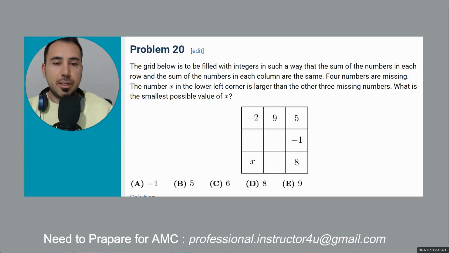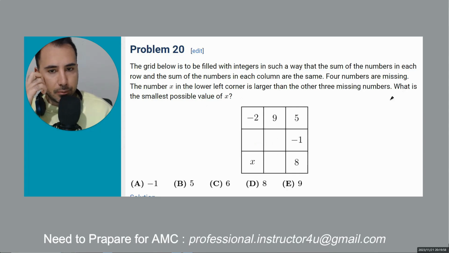Well, for problem 20, the technique you use and the approach you go with will determine how difficult this question is. If you just go on and write some variables here, it's going to make it really, really difficult. But you don't have to. Let me read the question. The grid below is to be filled with integers in such a way that the sum of the numbers in each row and the sum of the numbers in each column are the same. 4 numbers are missing. The number x in the lower left corner is larger than the other 3 numbers. Very important. What is the smallest possible value of x?